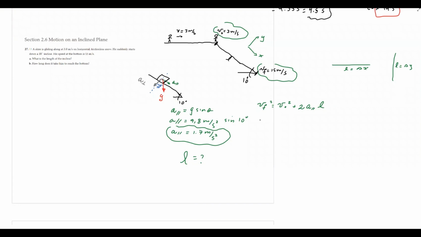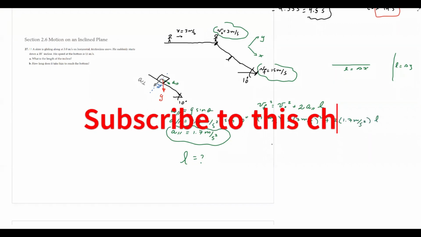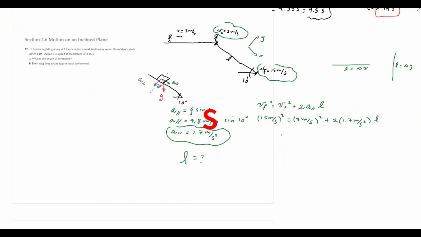So what is the final velocity? 15 meters per second squared. The initial velocity is 3 meters per second squared, plus 2 times 1.7 meters per square second times L, right? So I can now solve here for L. You can say that 15 meters per second squared minus 3 meters per second squared over 2 times 1.7 meters per second squared is equal to L, right? So L would be approximately 63.5 meters, but it's the same as 64 meters.